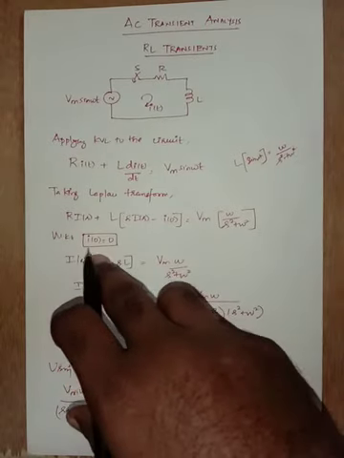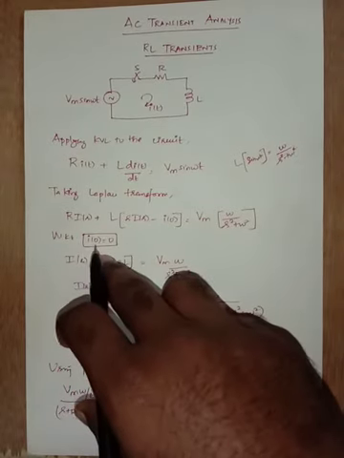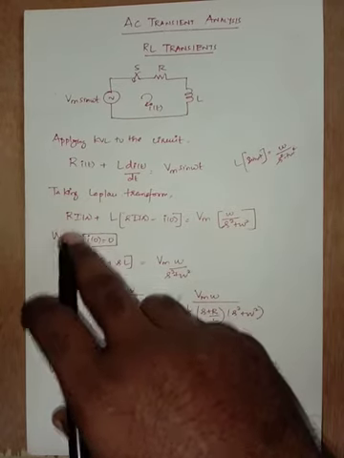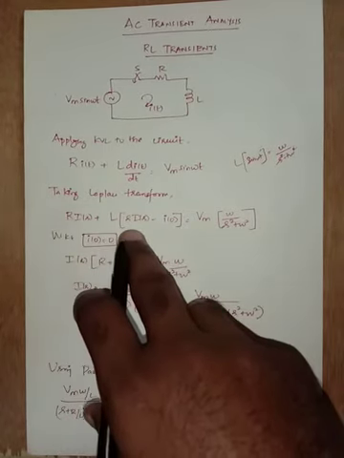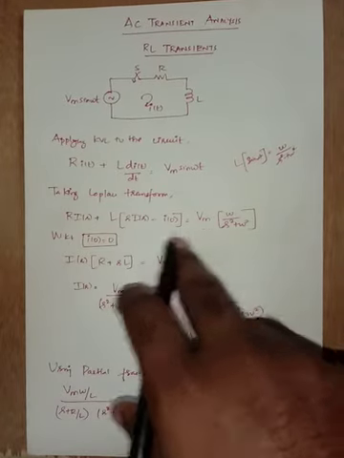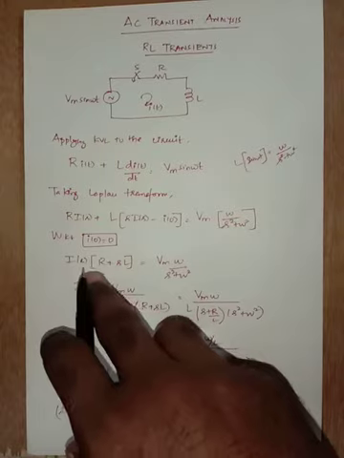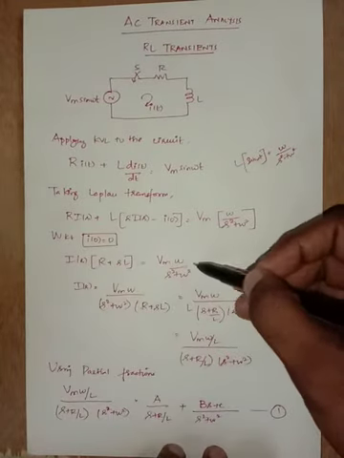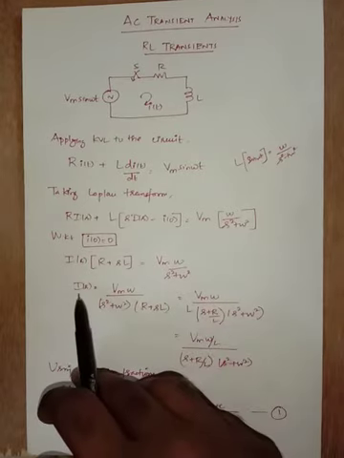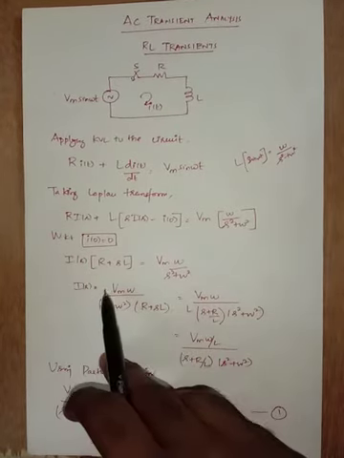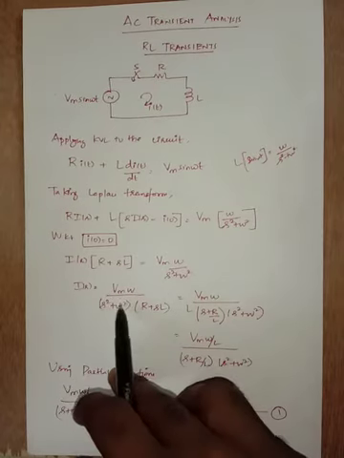Initially the current through the circuit is 0, so the initial current I of 0 is 0. Substituting it here, we'll have R into I of s plus L into s into I of s equal to Vm omega divided by s square plus omega square. Now I take I of s common, so R plus sL times I of s is equal to Vm omega divided by s square plus omega square. Now I'll keep I of s on the left hand side and take all of the rest to the right hand side, Vm omega divided by s square plus omega square.